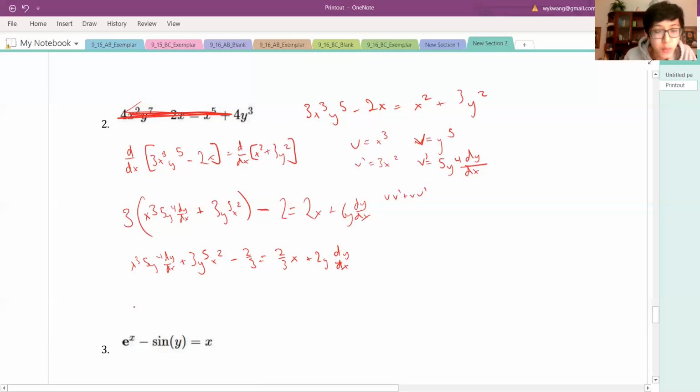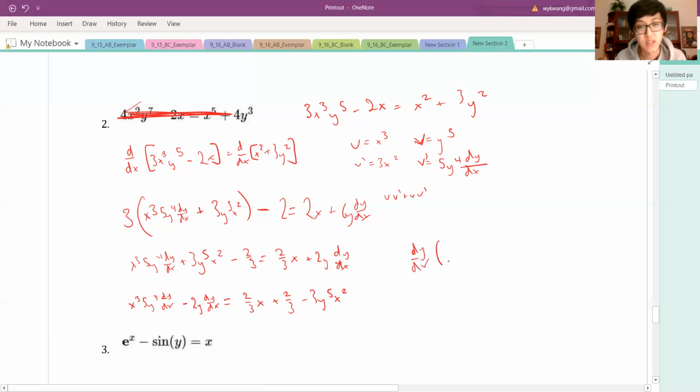So I'm going to move all the dy over dx terms to one side. x cubed 5y to the 4th dy over dx minus 2y dy over dx is equal to 2/3 x plus 2/3 minus 3y to the 5th x squared. I just moved all the terms to one side. So I'm going to isolate dy over dx on the left side, or rather factor out dy over dx, leaving x cubed 5y to the 4th minus 2y. The right side is the same thing that's here; I didn't change that yet.